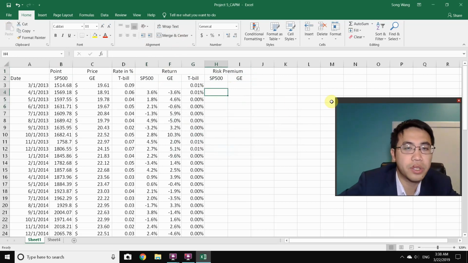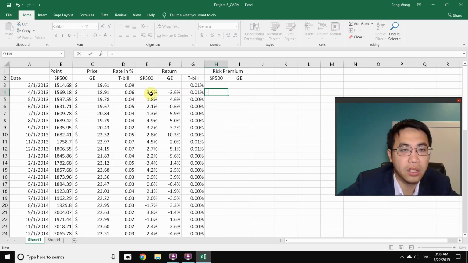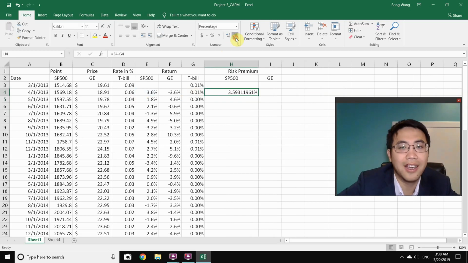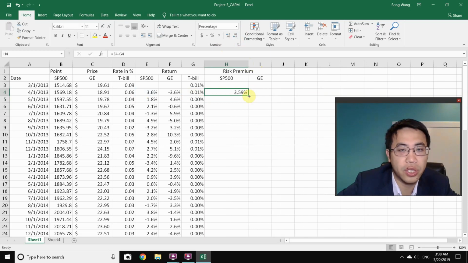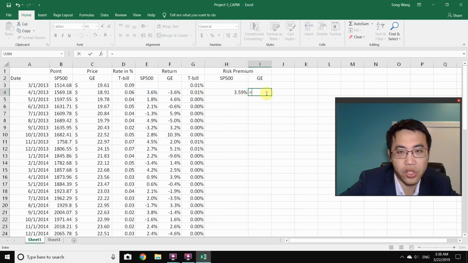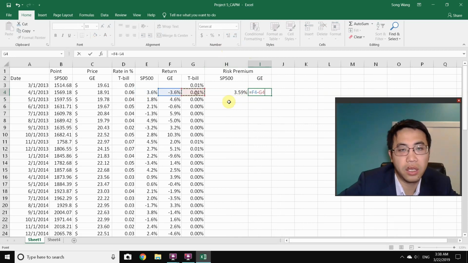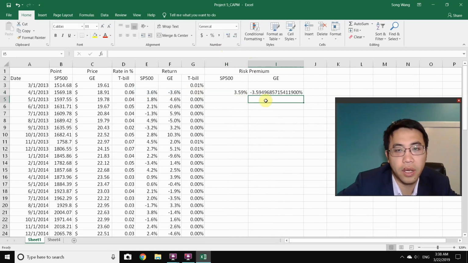Okay, so the risk premium will be based on the return of the assets minus the risk-free rate. Oh, that's a very long number. It's crazy. So I just need to reduce the decimal. As you can see, it really doesn't change much. And then right here for GE, I need to use this minus the T-bill rate. Okay, well, that's also a crazily large number.